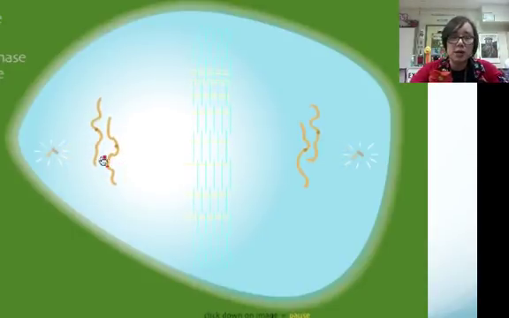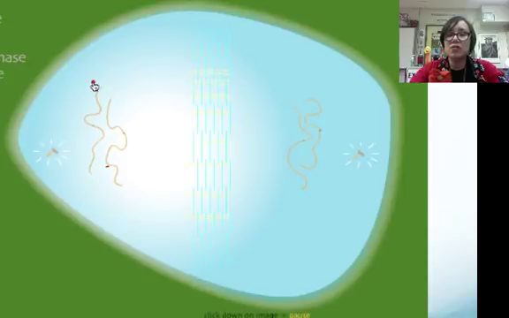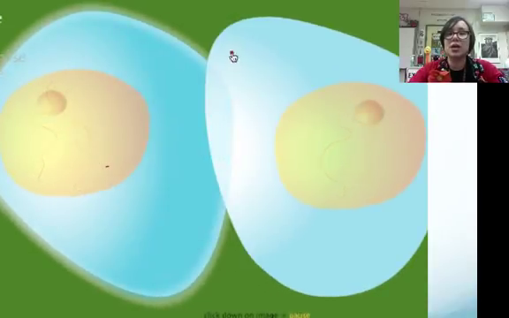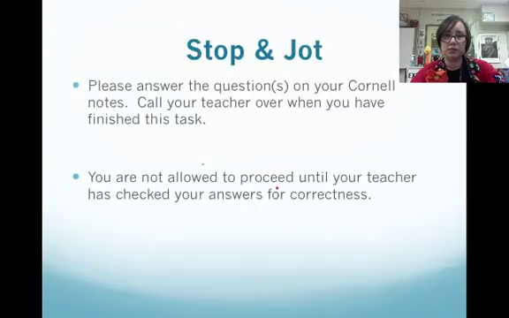So our DNA is becoming loose again. We're going to reform our nuclear envelope. And then the last thing that's going to happen is cytokinesis, where we actually pinch off and separate our cytoplasm from one another. So at the end of this process, we end up with two identical cells from the original one that we had at the beginning when we started mitosis.